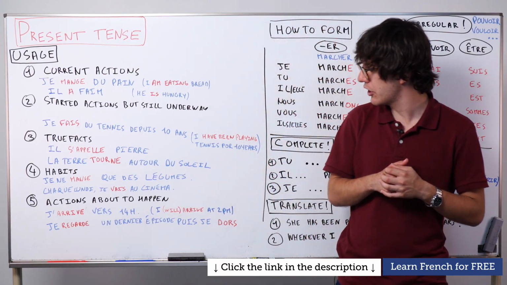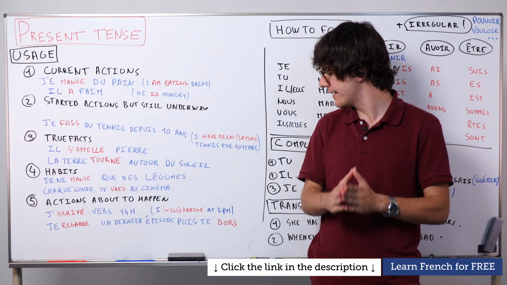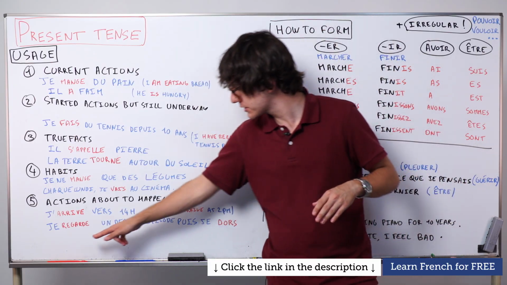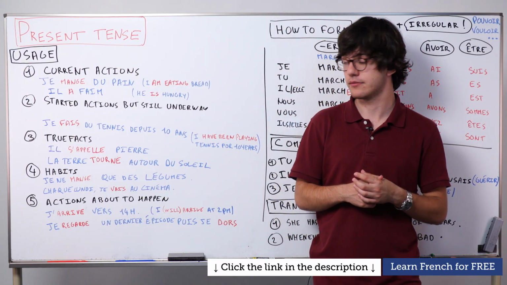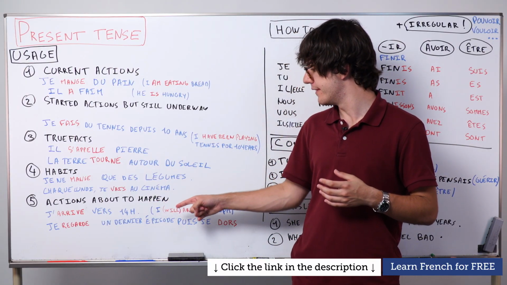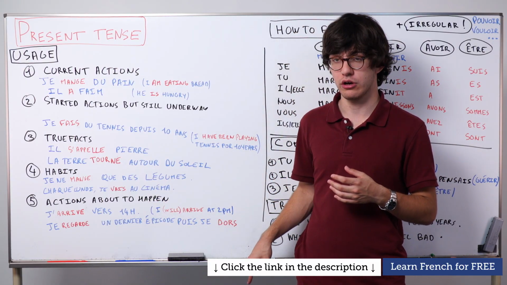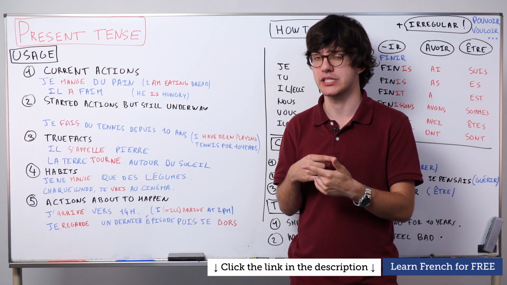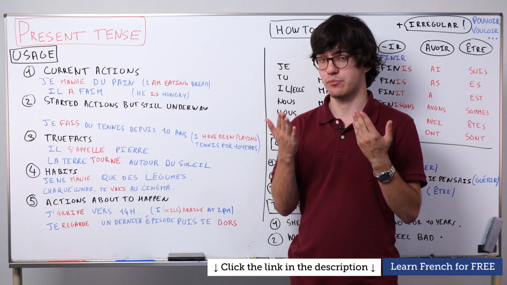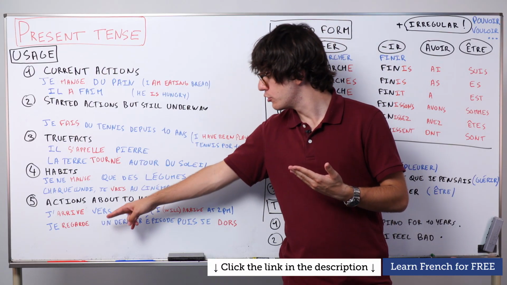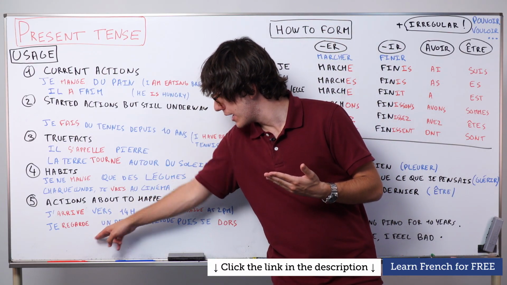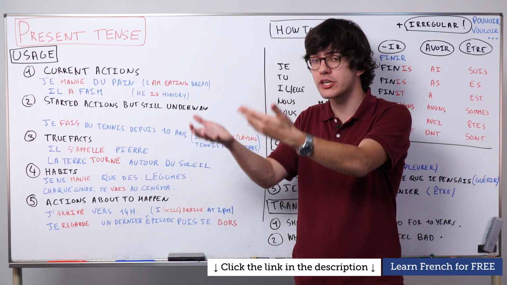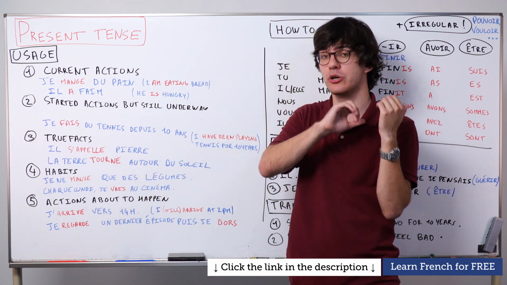Another example here is "Je regarde un dernier épisode, puis je dors." So here you've got two verbs that are in present. "Je regarde un dernier épisode, puis je dors." So I watch one last episode and then I go to sleep. Here it's present, but you still haven't watched your episode yet. "Je regarde un dernier épisode." I'm about to watch one more episode and then I will go to bed.